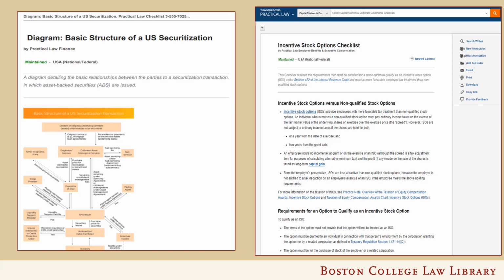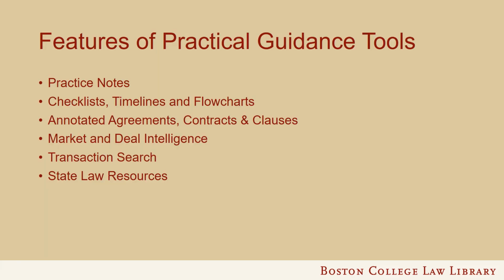On the left, you'll see from Practical Law a diagram of U.S. securitization. So if this was a new topic to you and you didn't quite understand how it was structured and who all the parties were, this flowchart might be helpful to you in understanding that. And on the right, there's a checklist, and this is to assist in drafting incentive stock options. So again, it will just give you an overview of what you need to consider and how you would go through the process.